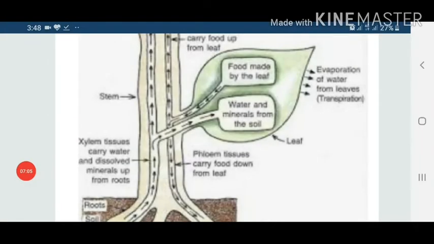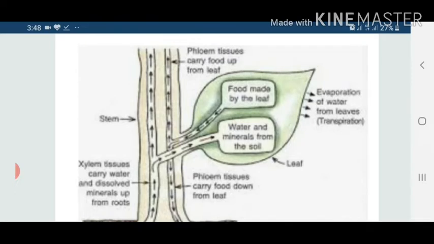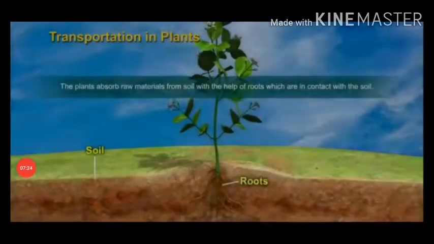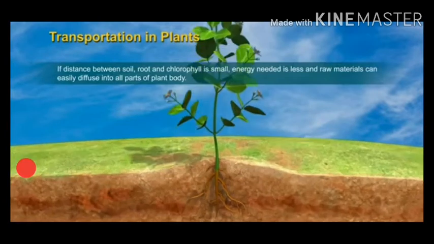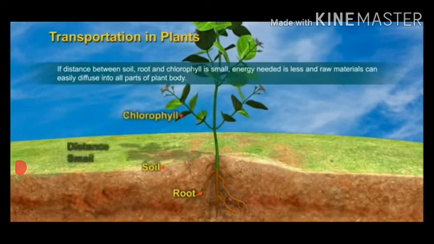Water and minerals absorbed from soil are carried by xylem tissue only in the upward direction and reach the leaf, whereas food prepared by the leaf is carried by phloem tissue both in the upward direction as well as the downward direction. See a small animated clip on movement of water and food in the plants, that is, transportation.